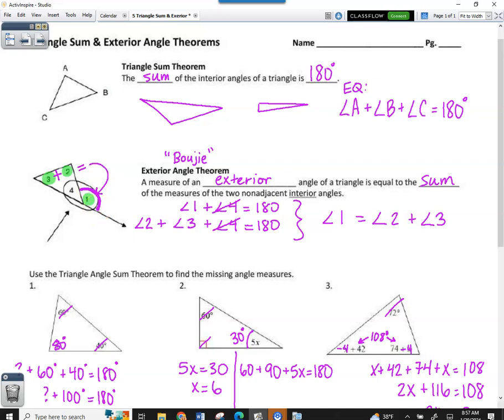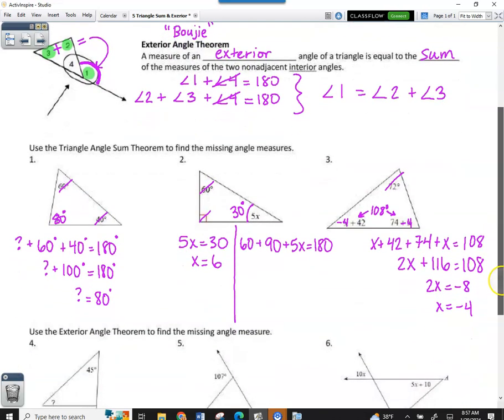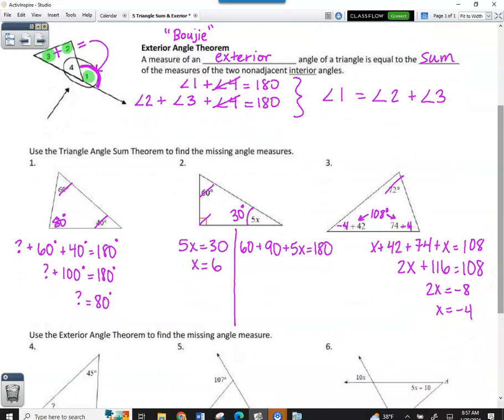Bougie. Extra. You really don't even need this theorem. You could just say, well, these have to add to 180. So 2, 3, 4 have to add to 180, and you could use substitution. But someone said, now let's create a theorem for it. All right, so let's come down here and practice. You do have to make sure it's the two angles that are not adjacent. Notice angle 4, which is touching the exterior angle, does not get used at all. So make sure it's the angles that are not touching that exterior angle.